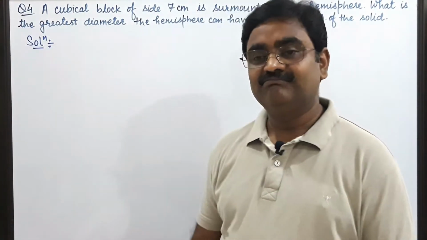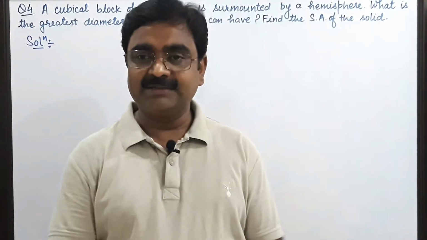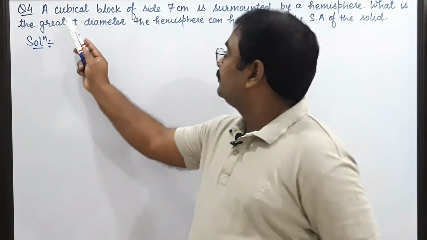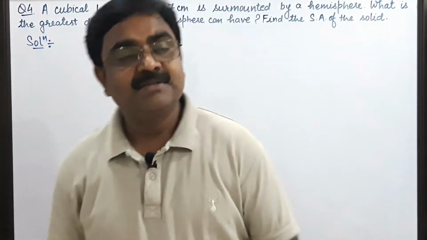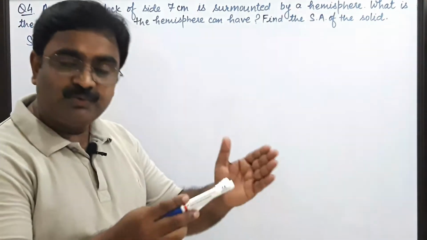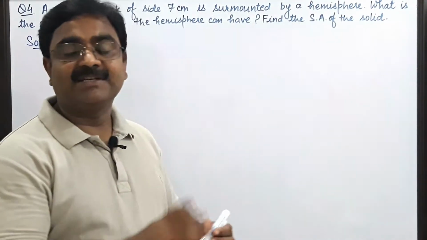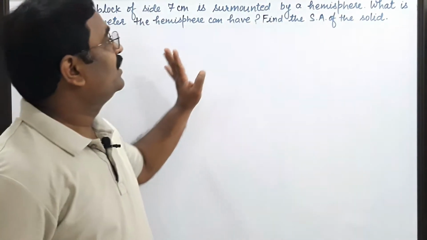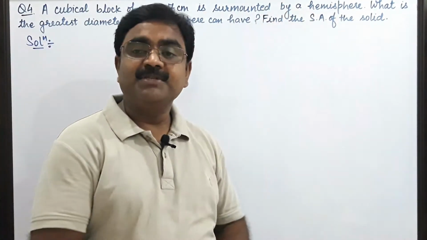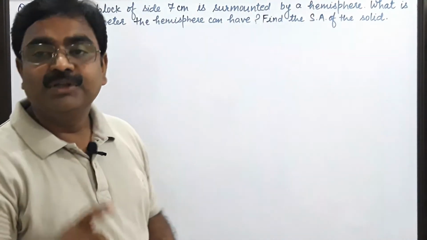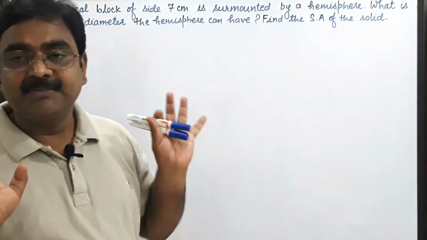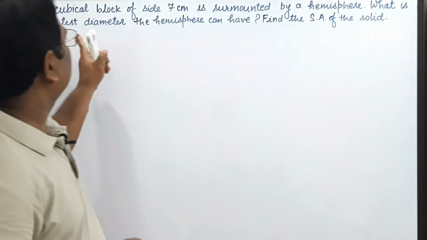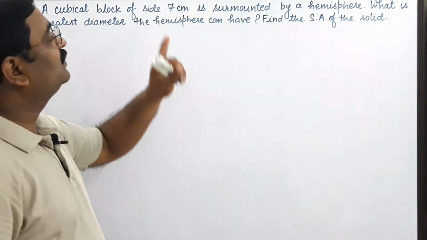So see, the question number 4 is: given a cubical block of side 7 centimeter, meaning there is a cube whose side is 7 centimeter, meaning a is equal to 7 centimeter, right? It is surmounted by a hemisphere, means at the top of this cube a hemispherical part is kept. Then the question is asking what is the greatest diameter of the hemisphere.